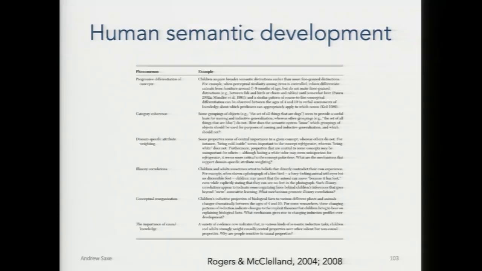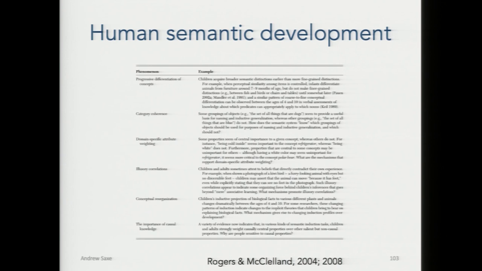And this has been intensely studied empirically by developmental psychologists. I won't go through all of these, but I just want to pick out some of the phenomena so you get a sense of the kind of things that they're studying. One here at the top is progressive differentiation. This is the idea that children tend to learn very broad distinctions, such as between animals and plants, before they learn finer distinctions between like Rottweiler and miniature Schnauzer.